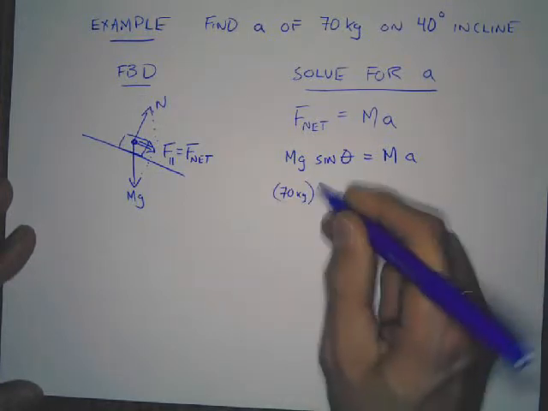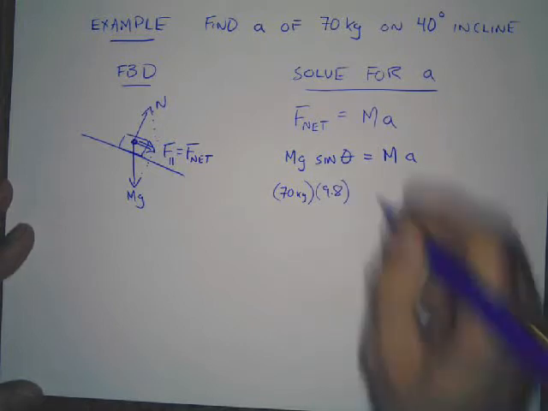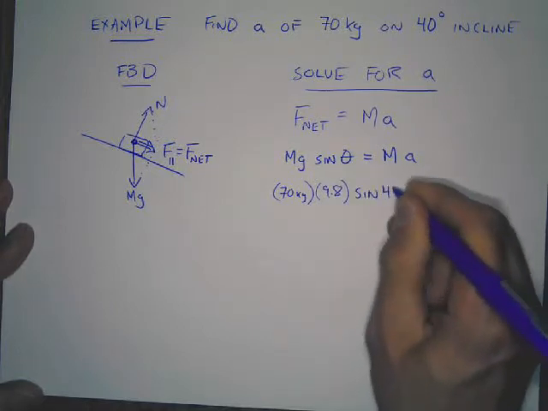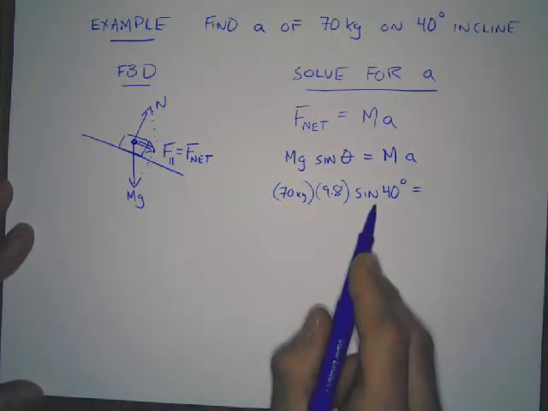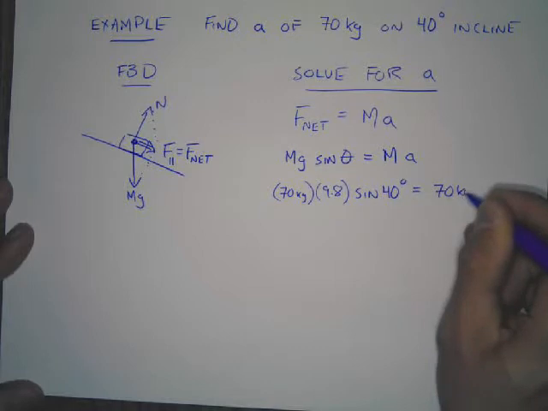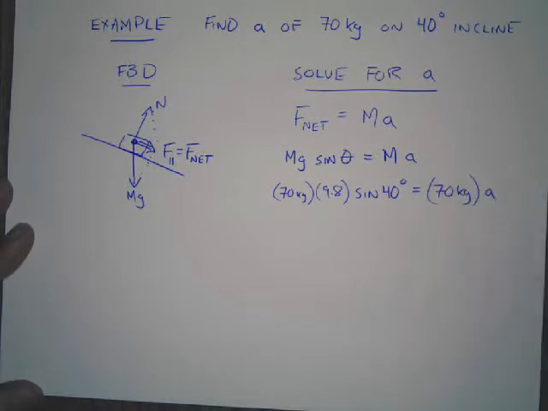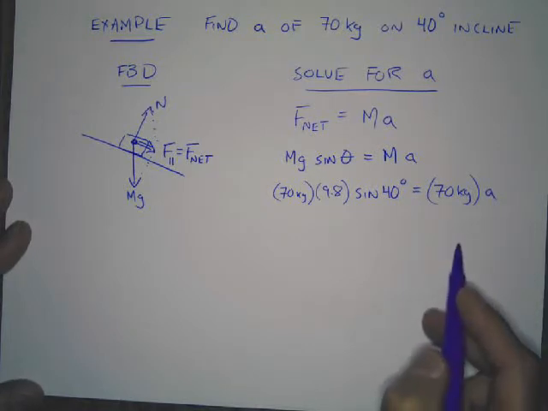The acceleration of gravity is 9.8. I'm not going to write the units on that. And you do the sine of 40 degrees. So you multiply those things together. Make sure your calculator is in degrees. And that's equal to the mass of 70 kgs times acceleration. Then it's just a matter of plugging and chugging and solving for the acceleration here.